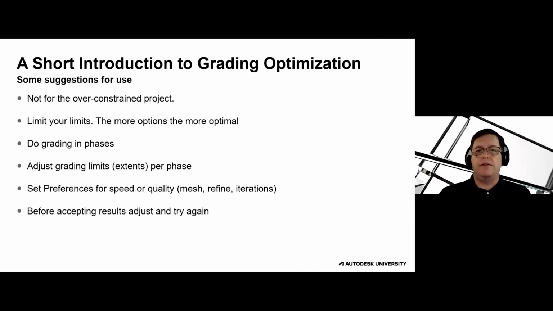Also, do grading in phases. This is something that was mentioned to me early on, and it really changed the way that I looked at grading optimization. And I don't mean in phase one or phase two of a project. I mean I'm going to make a grading of the larger overall area that I'm concerned with, and then I'm going to move into a more localized area for a little bit more detail.